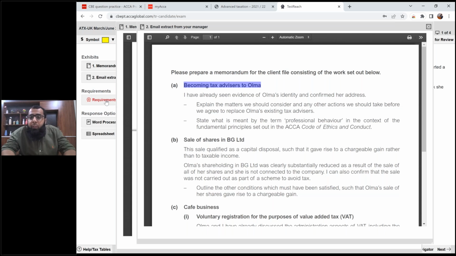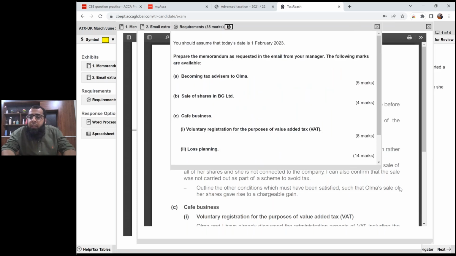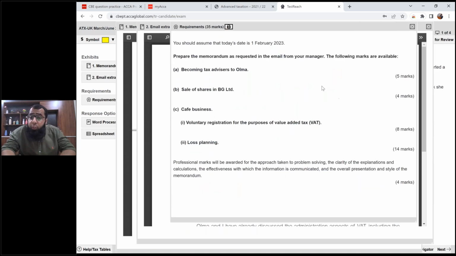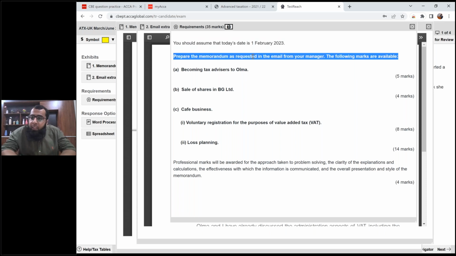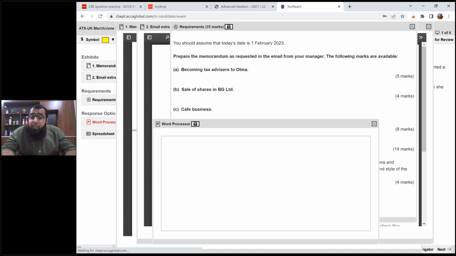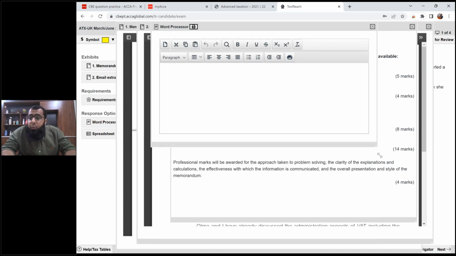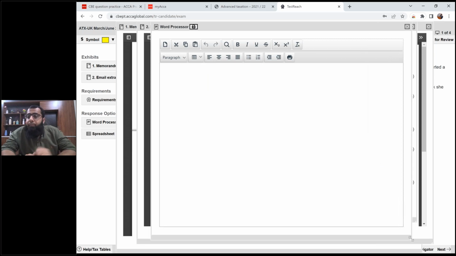Let's look at the requirement also so that we can answer this easy requirement very easily. You should assume that today's date is 1st February 2023. Prepare the memorandum as requested in the email. The following marks are available. Becoming tax advisor to Alma: 5 marks. So while I develop the answer, I want you all to concentrate on it. Listen to me very carefully.